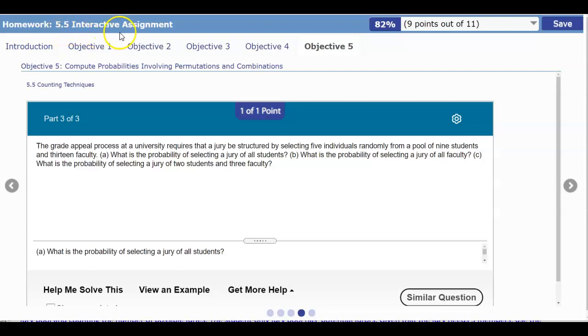Section 5.5 Interactive Assignment, Objective 5. The grade appeal process at a university requires that a jury be structured by selecting 5 individuals randomly from a pool of 9 students and 13 faculty.